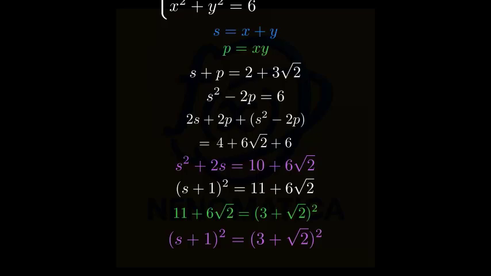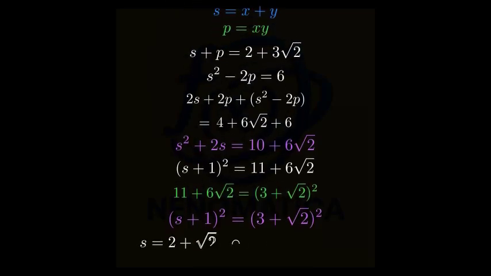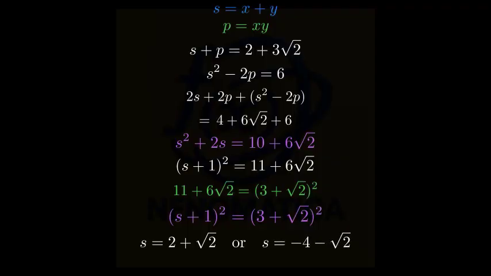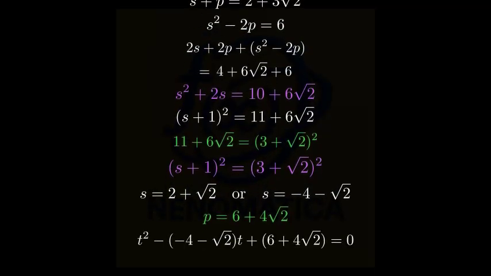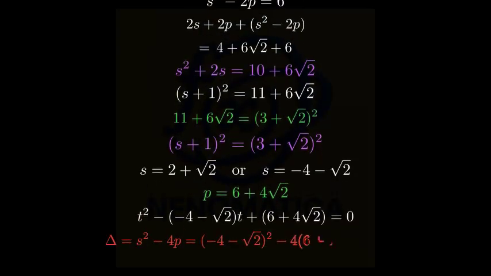Taking square roots gives two possibilities. s equals 2 plus root 2, or s equals negative 4 minus root 2. Case A, s equals negative 4 minus root 2. From s plus p equals 2 plus 3 root 2, p equals 6 plus 4 root 2. The quadratic for x, with sum s and product p, is t squared minus st plus p equals 0. Its discriminant is s squared minus 4p. Here it is negative, so no real solutions in this branch.